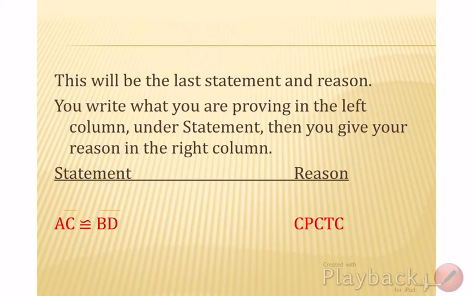And finally, your last statement and reason. You write what you're proving in the left column under statement, and then you give your reason in the right column. So the final thing that you've proven is AC is congruent to BD. It's the hypotenuse of the right triangle, but it's also the diagonal in the rectangle, and your reason is corresponding parts of congruent triangles are congruent. Should be a little more familiar for you and you're more comfortable with this.